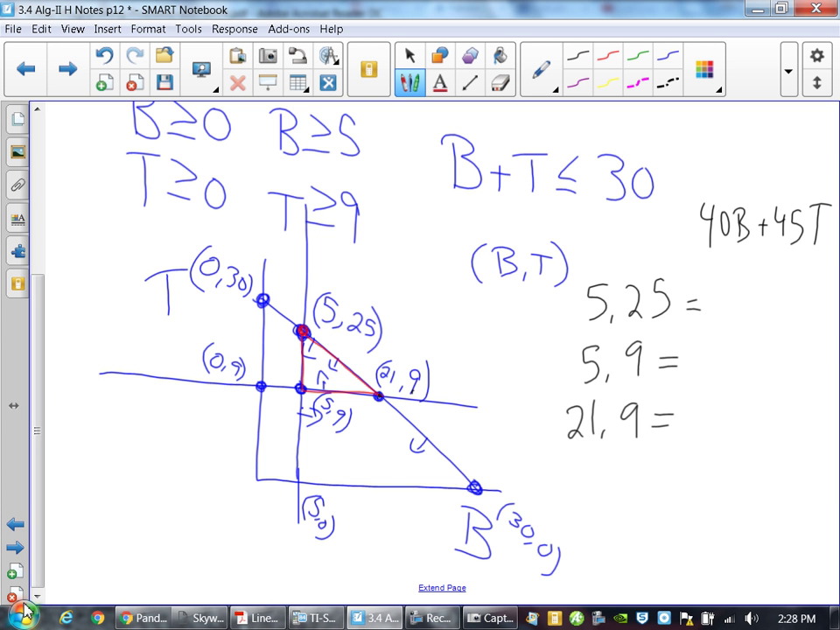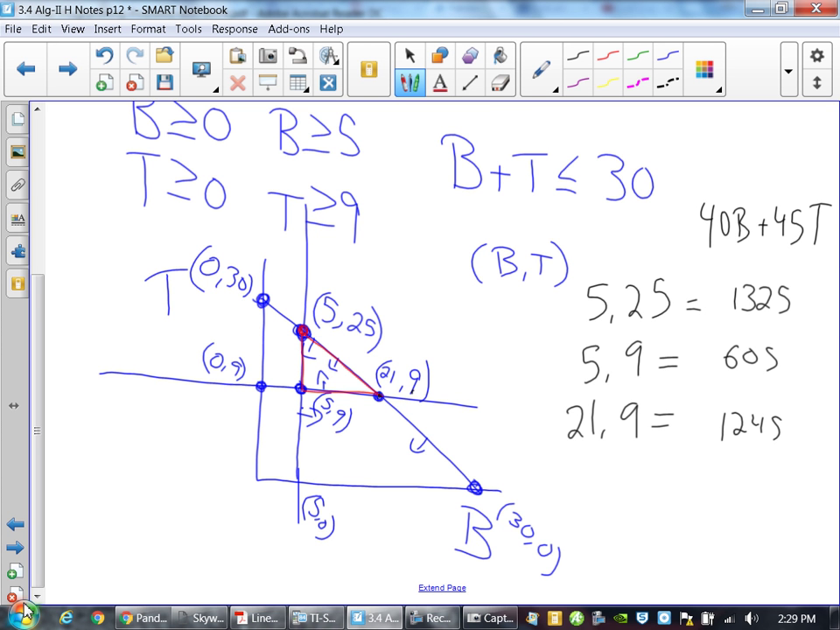What are you getting? 5 and 9. I found the answer before we even did it. So at 5 and 25, you get 1325. Is it 1325? Yeah. 5 and 9 is 605. And then what's the last one? 1245?